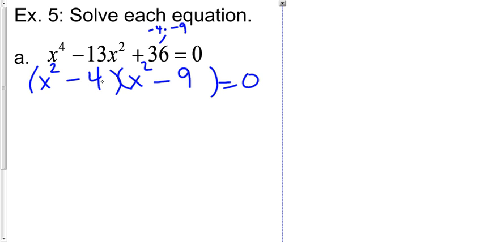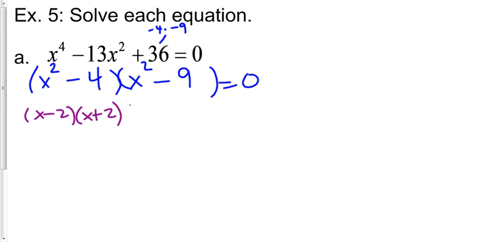Now, 4 and 9 are perfect squares. That jumped out at me right away, so I know I can factor again. I don't just have two factors here, I'm going to end up with 4. X squared minus 4 becomes x minus 2 times x plus 2. And then the x squared minus 9 becomes x minus 3 times x plus 3, because we're factoring the difference of two squares here. So I've actually got 4 factors once everything boils down.